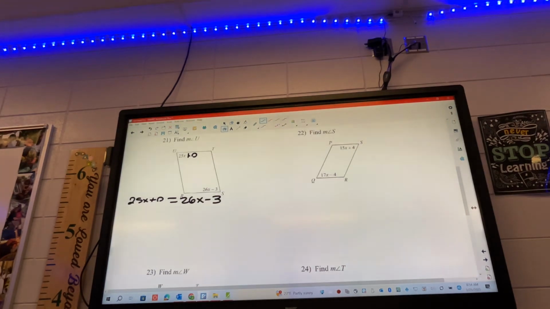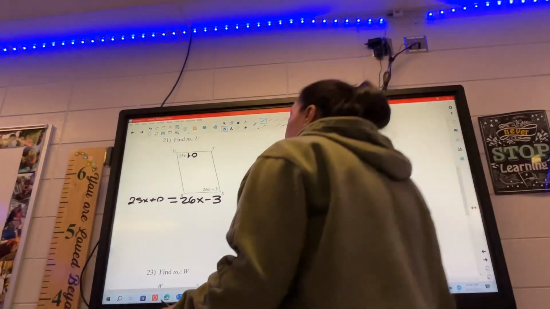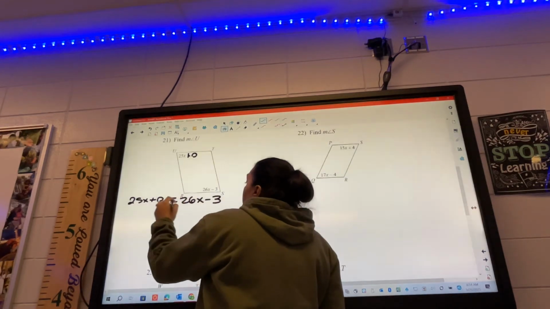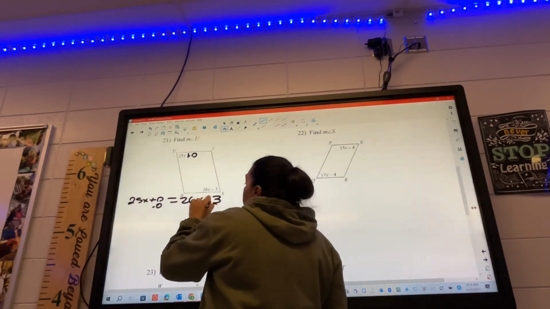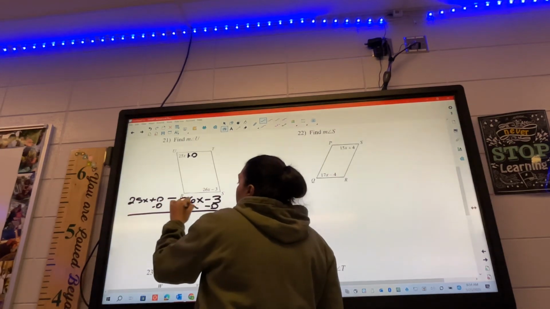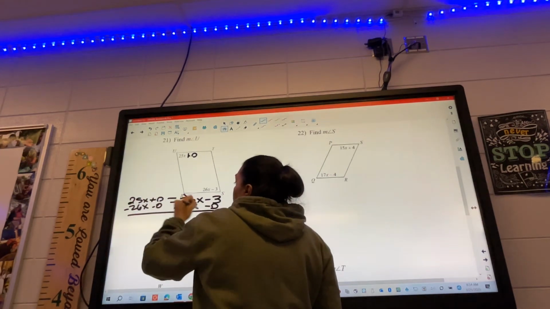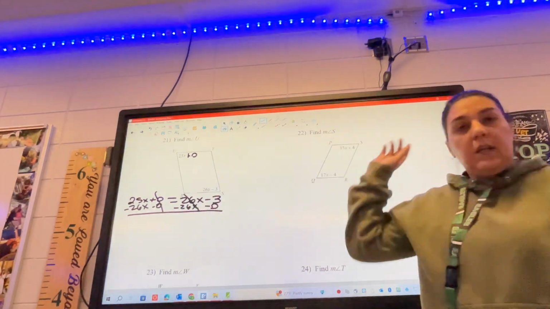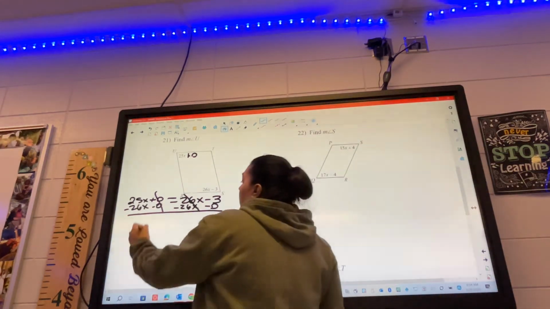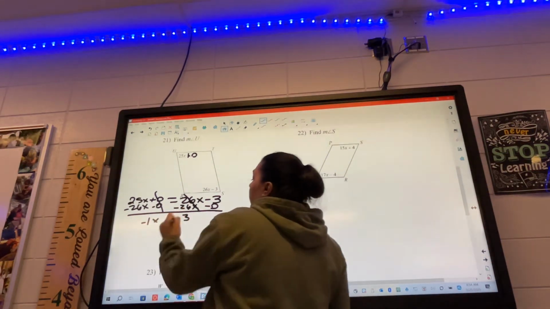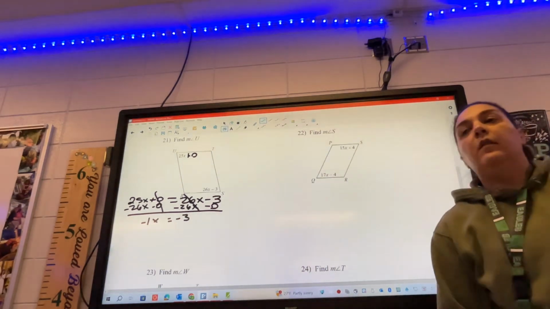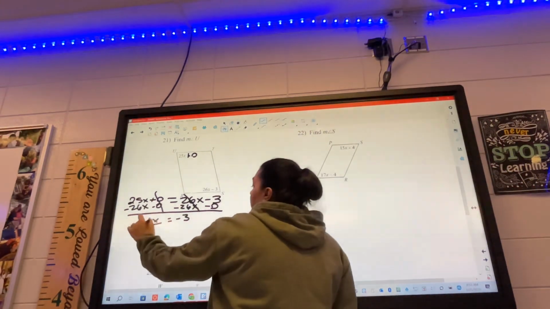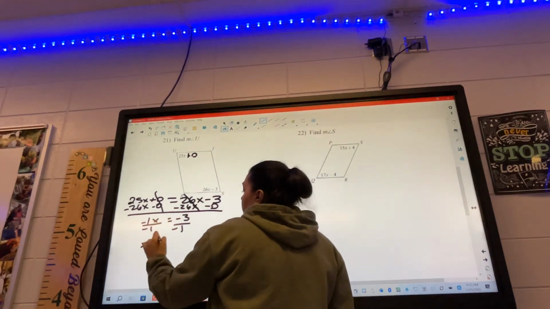If you wrote it in a different order, that's okay. I just wrote it backwards. You're just gonna move different stuff, but it all works out the same. Okay, who needs moved? That's 3. Or I'm tweaking out, 0. Well, if you would have wrote yours the other way, you would have moved a 3 and then moved the 25. So we're gonna get negative 1x equals negative 3. And then we're gonna divide by negative 1. So we get x equals 3.